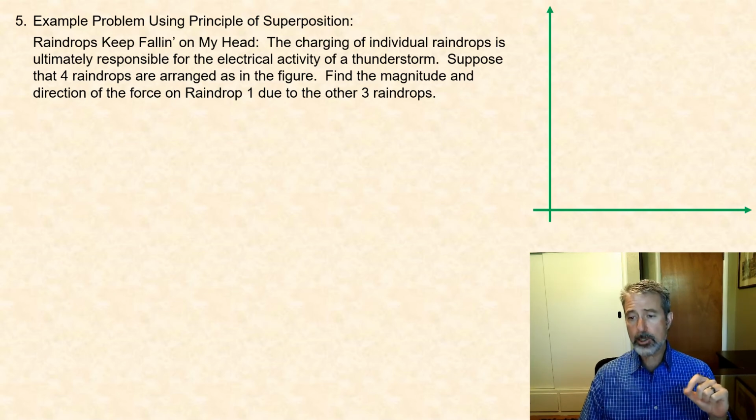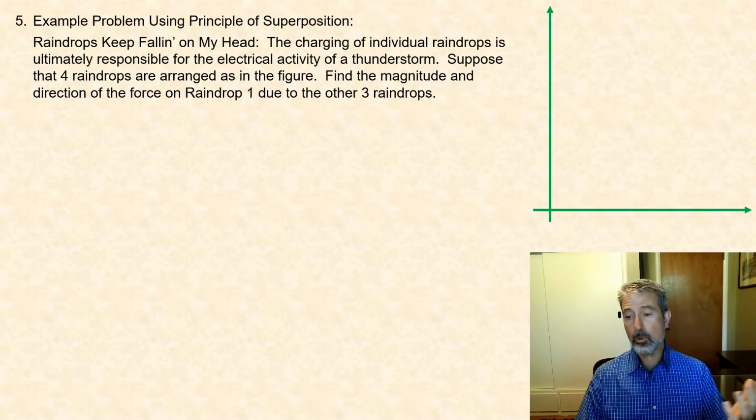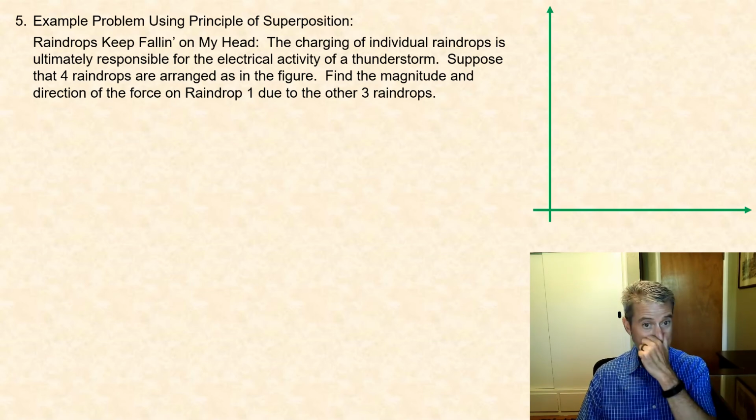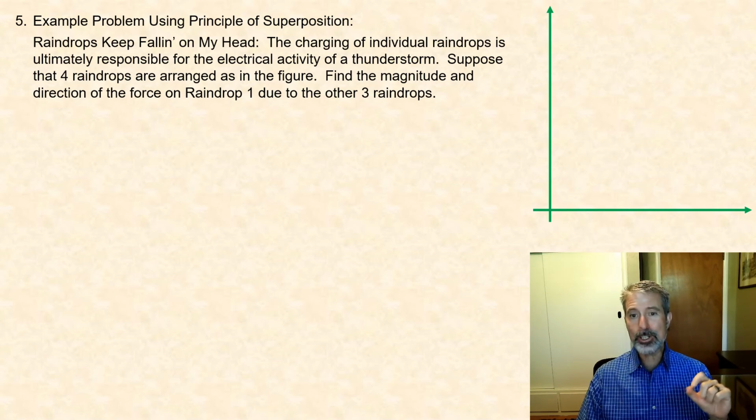So let's get some practice applying this principle of superposition, and some practice applying Coulomb's law as well. This will give you some practice applying the component method of vector addition. It may have been a little while since you've done this, but it's very important when we talk about adding forces, and we'll see in the next unit adding electric field vectors as well. This problem involves 4 raindrops, and as we learned earlier today, the charging of individual raindrops is ultimately responsible for the electrical activity of a thunderstorm. So we're going to take a look at 4 very special raindrops here.